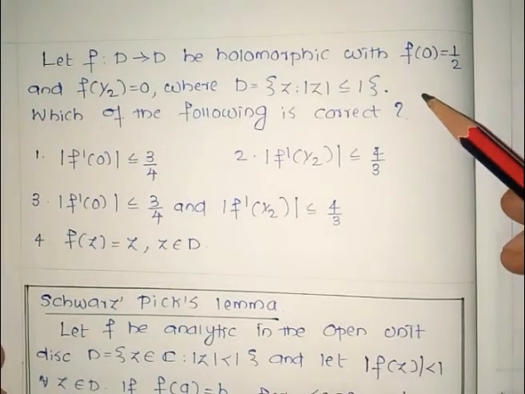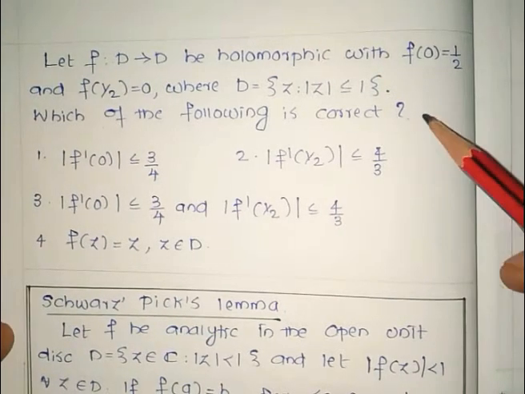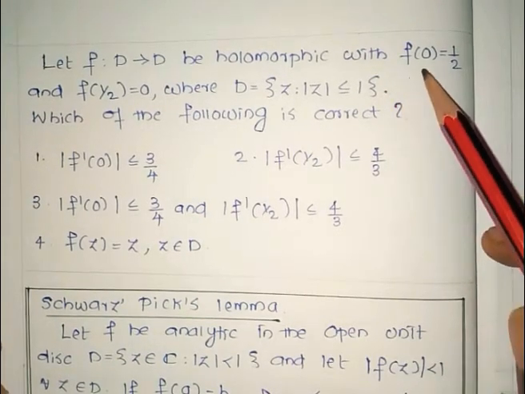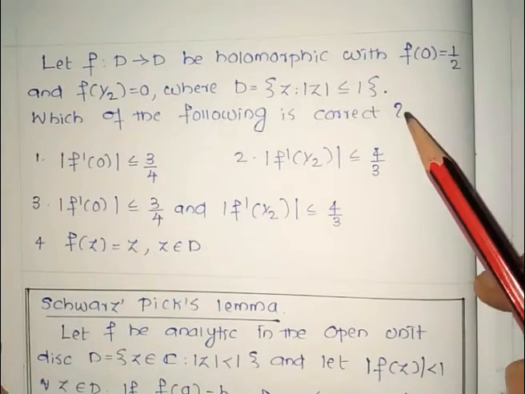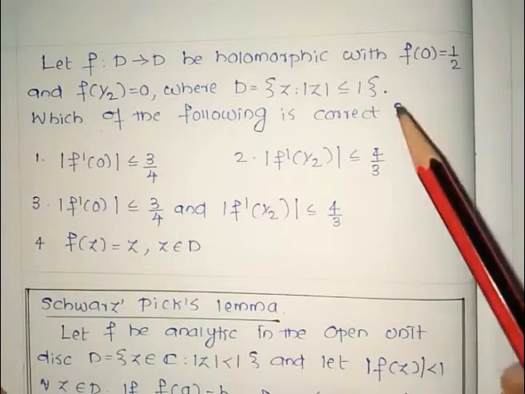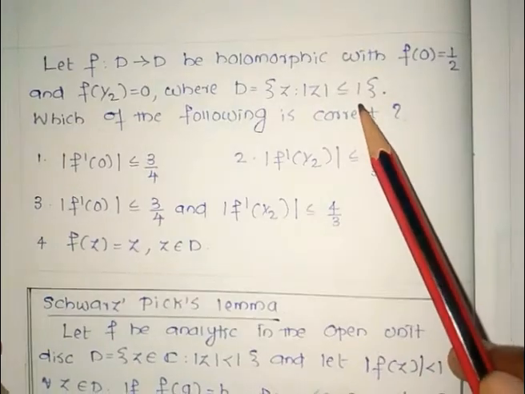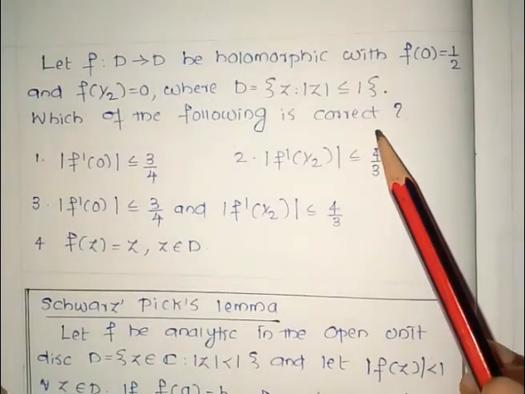Now next question, it's a part C question. Let f from D to D be a holomorphic function with f(0) = 1/2 and f(1/2) = 0, where D is the set of all z such that |z| ≤ 1. Then which of the following is correct?